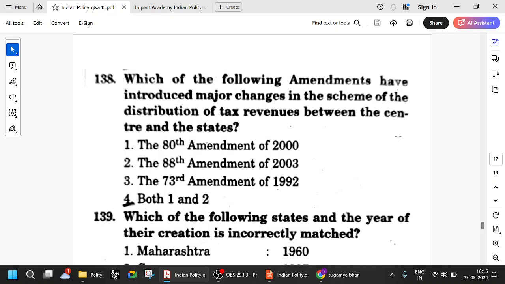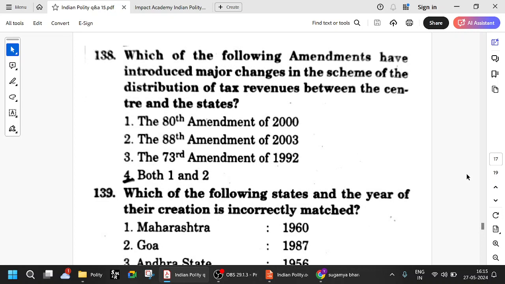Which of the following amendments have introduced major changes in the scheme of distribution of tax revenues between the Centre and states? So, 80th and 88th. The 73rd and 74th are about panchayats and municipalities, that is different. The 80th and 88th have made major changes in the distribution of tax revenues. But after the 101st Amendment Act, which is GST, GST has subsumed most of the other taxes.